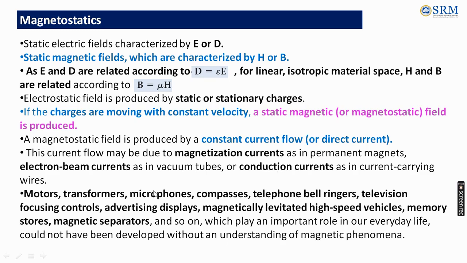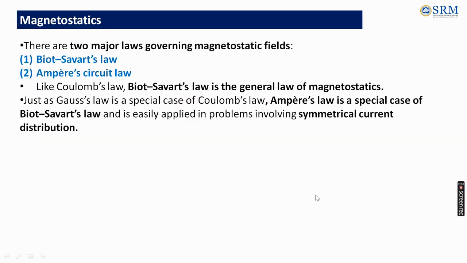So the magnetic phenomena find application in a variety of day-to-day life things ranging from motors, microphones, compass, telephone bell rings, advertisement display, magnetically elevated high-speed vehicles, memory storage, magnetic separators, etc. There are two basic laws which govern the magnetostatic field. One is Biot-Savart law, the other one is Ampere circuit law.